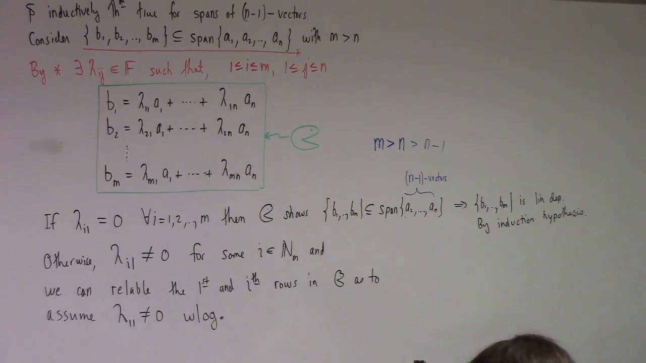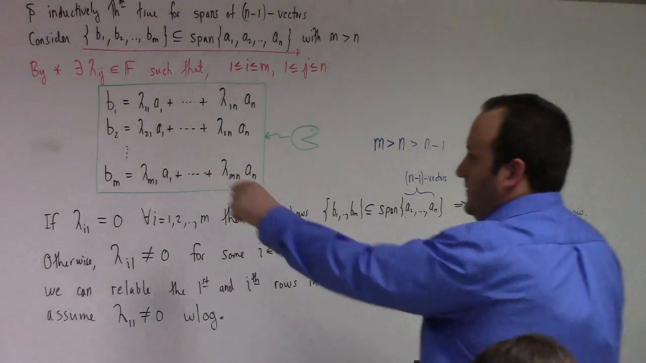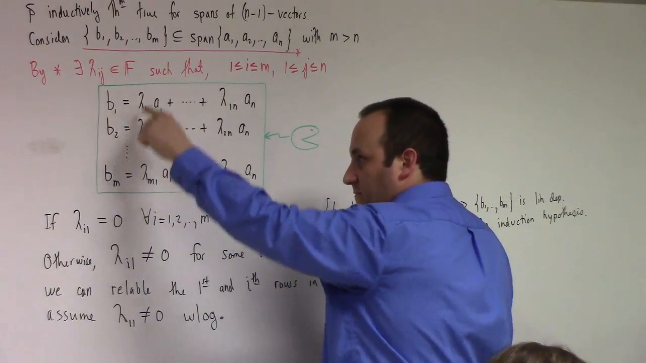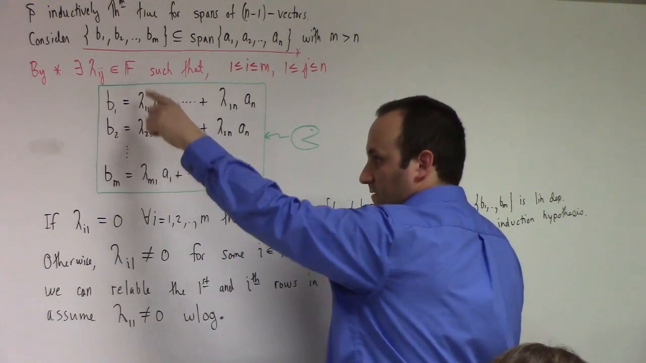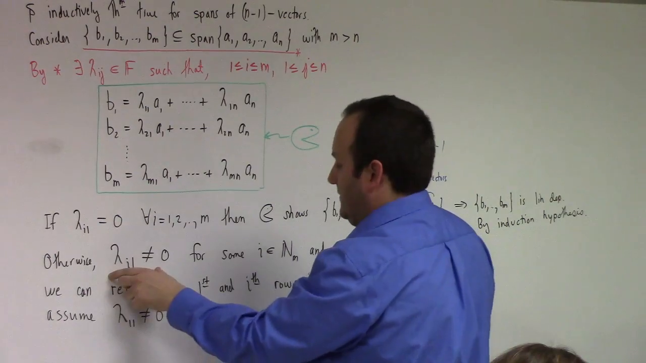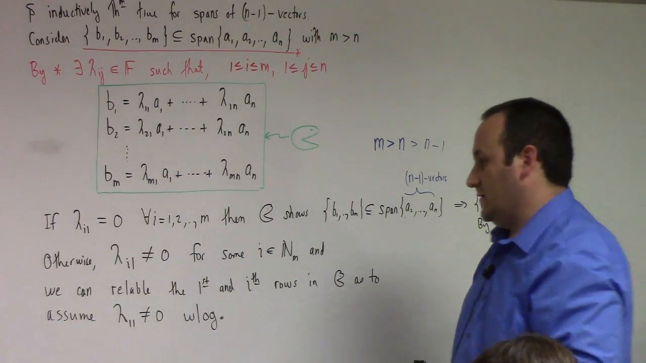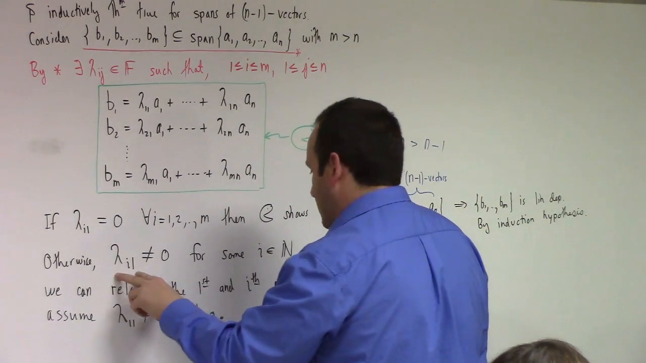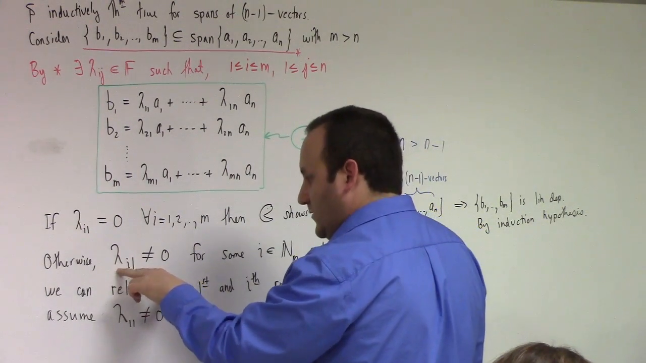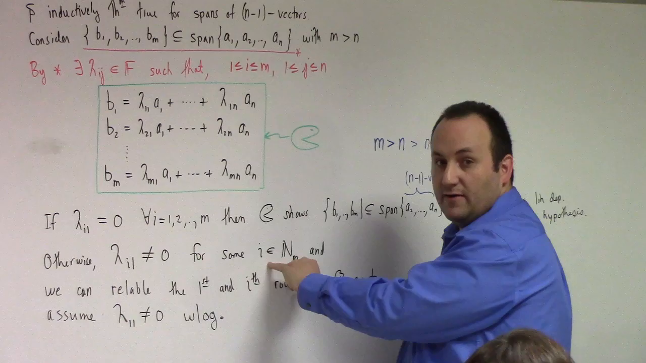So what if they're not all 0? That's the other case. Either they're all 0, or there's at least one that's not 0. So if there's even one non-zero in the first column, as we're looking at this Pac-Man system, then it's a different story. What we'll do then is suppose that lambda i1 is not equal to 0 for some i.